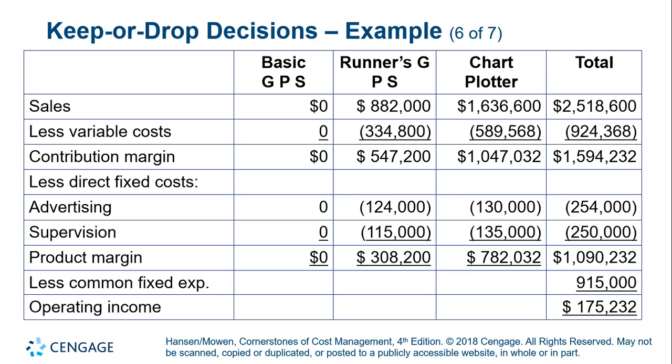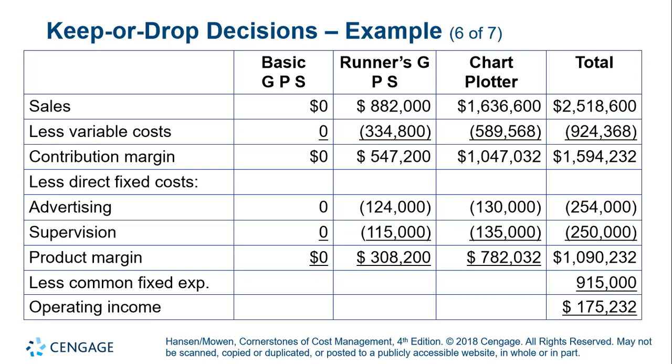And you have now the sale of the plotter that will involve a positive net income of 170 here. The contribution margin for the chart plotter is 1,047,632. So the total contribution margin of the two products is 1,594,232, considering that you are now trying to maintain the two products.